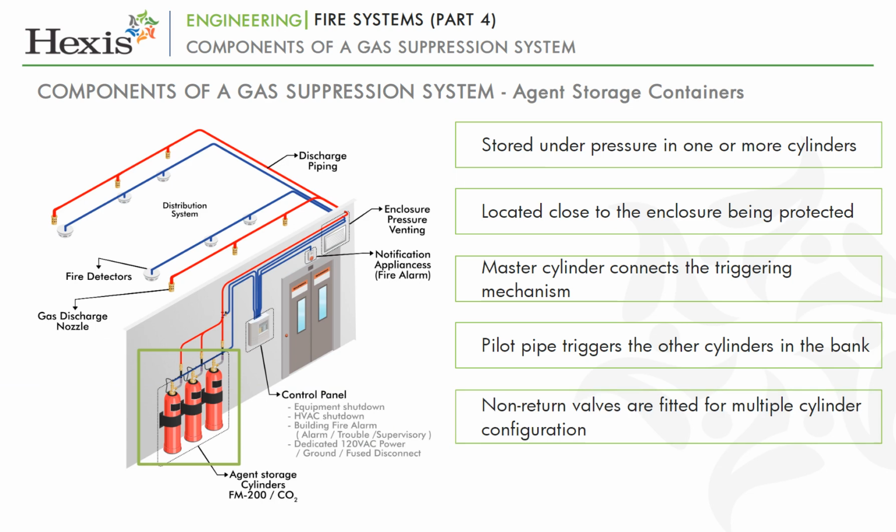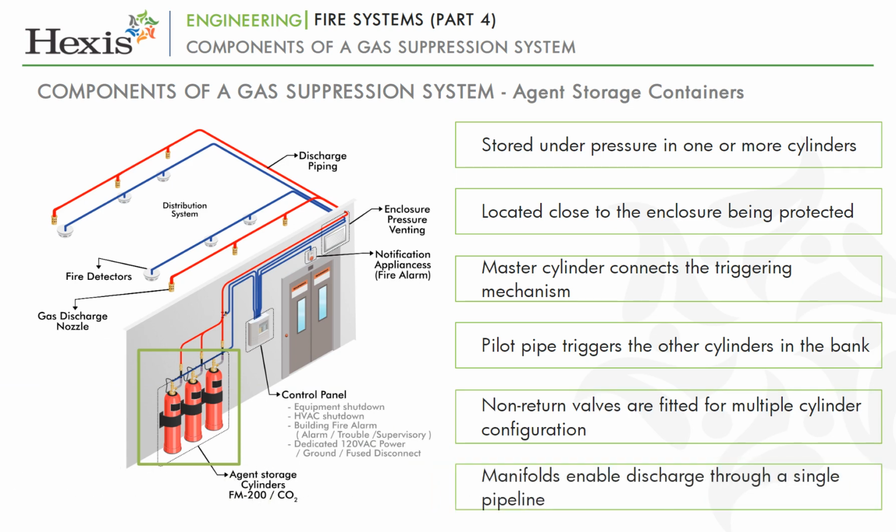Non-return valves are fitted in the case of multiple cylinder configuration manifold to prevent backflow of the agent and also for maintenance purposes. Manifolds may be used to join the discharge pipes of two or more cylinders to enable discharge through a single pipeline to the discharge nozzles.